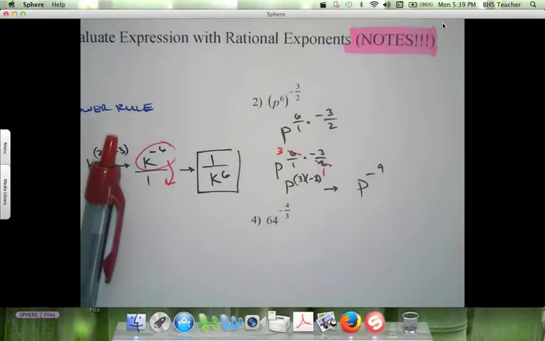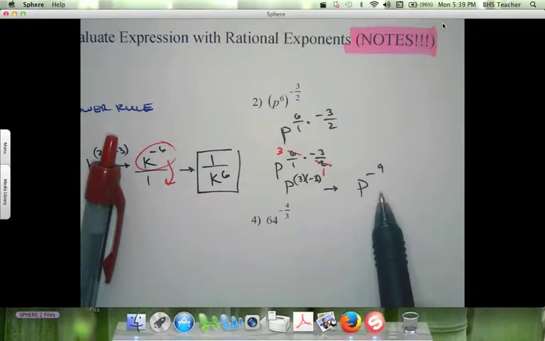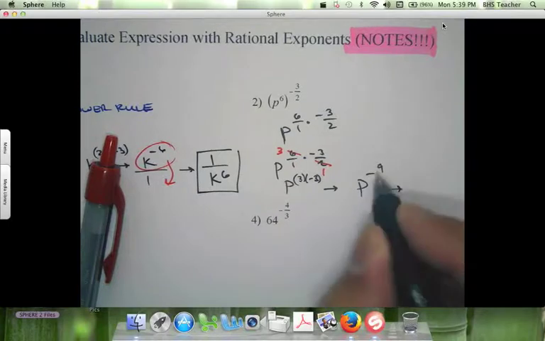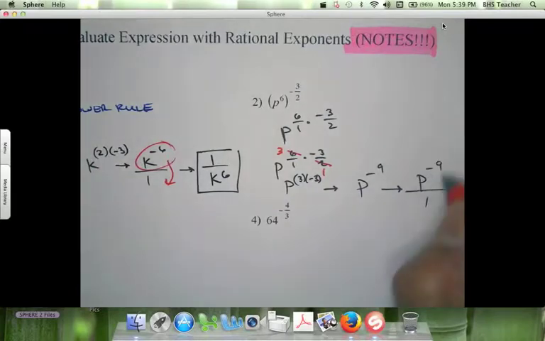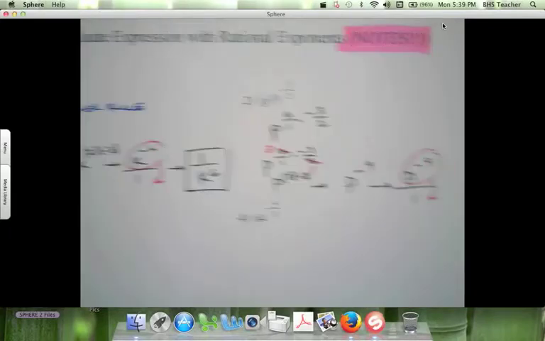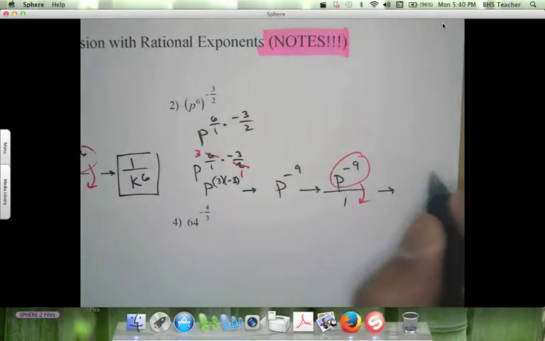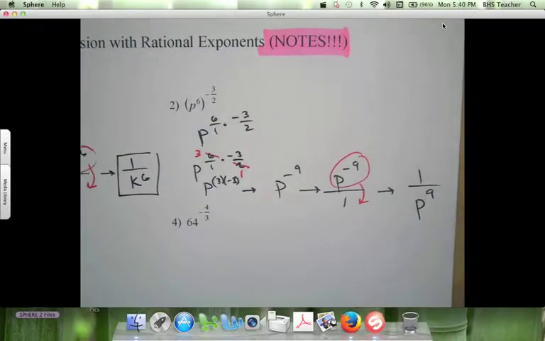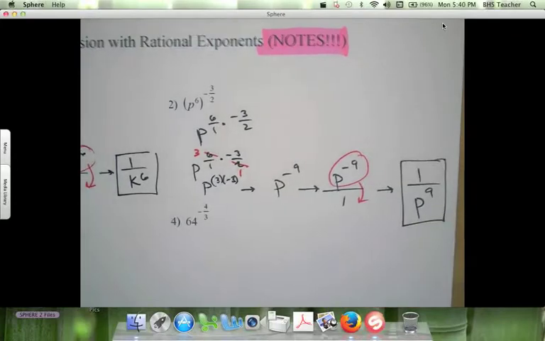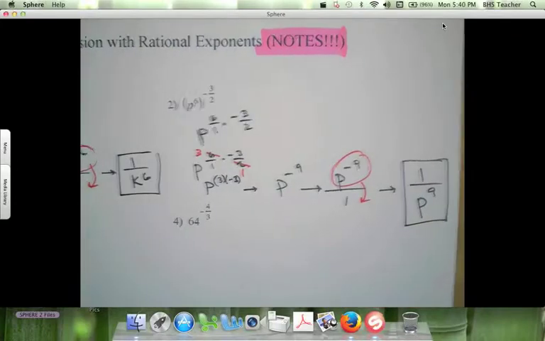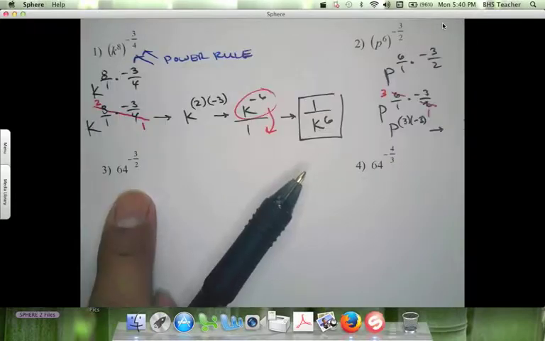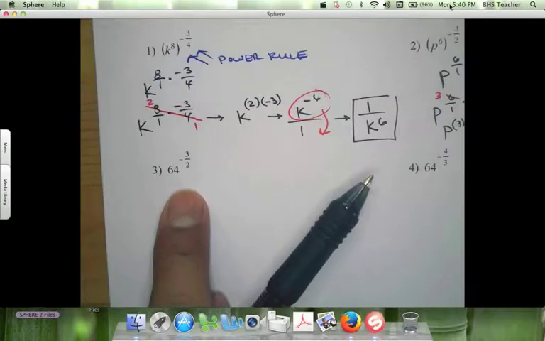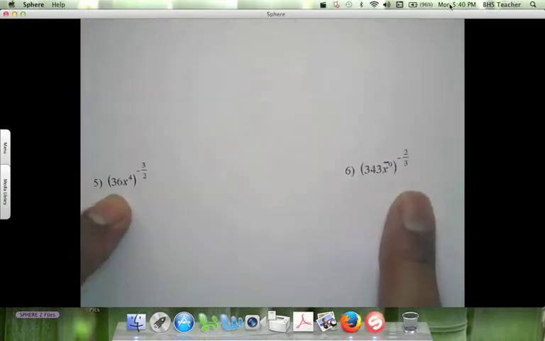Again, your final answer cannot have negative exponents. So, we learned how to fix that. We know that there's a 1 down here. We're going to move it down to the bottom. The answer is 1 over p to the power of 9. Okay, so we reviewed this with the variables. Now you're going to quickly review when you have a number as a base, and then you'll see the last two problems again with numbers and variables with the rational exponents.